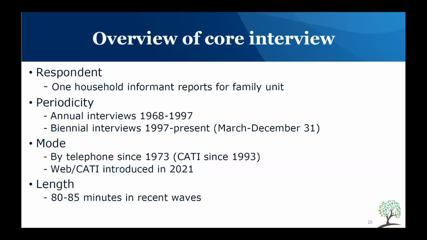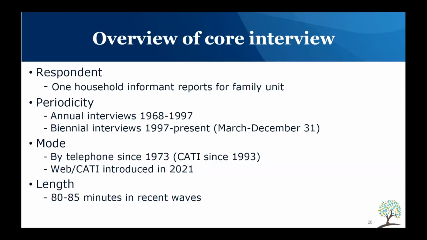Originally, we knocked on doors and had a sampling distribution that we worked from. And the interviewer sat in living rooms and asked the questionnaires on pencil and paper. Now that transitioned over time to telephone interviewing, to computer-assisted telephone interviewing, which is CATI, since 1993. And just in 2021, so 2 full waves ago, we started this mixed mode web and CATI data collection. And so families can do a web instrument, or they can complete via telephone with one of our interviewers, live on the phone.